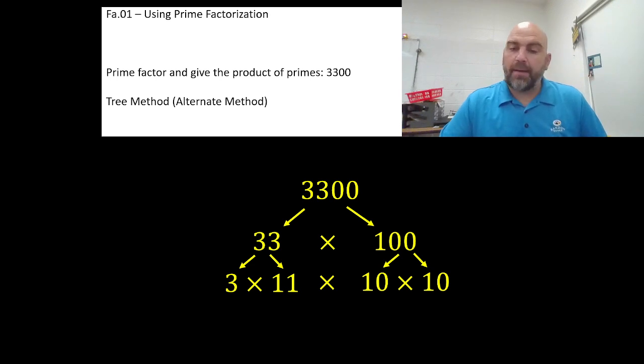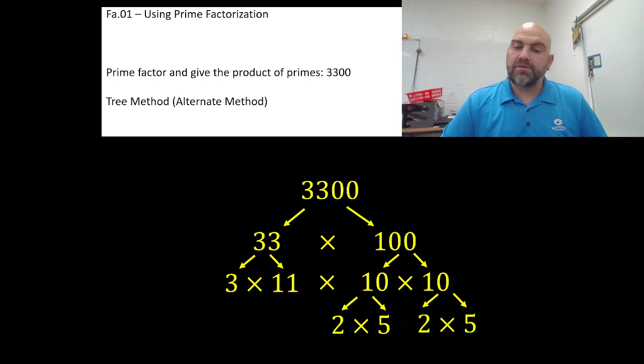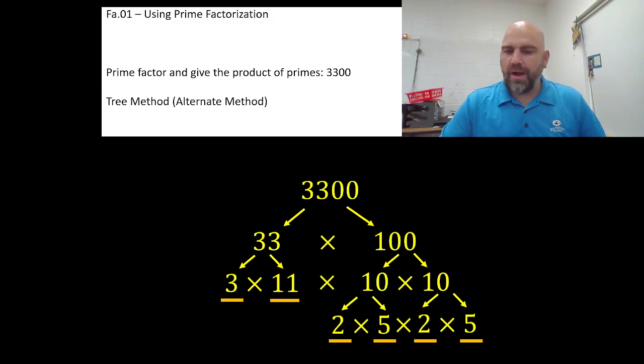So the first 10, I'm going to break down into 2 and 5. The second 10, I'm going to break down into 2 and 5 as well, because those are the factors that we have. So we have 2 times 5 times 2 times 5. Now, are they all prime? Yeah, those are all prime. So if we look at all these numbers, we have 3, 11, 2, 5, 2, and 5, which happen to be our prime factors of 3,300.